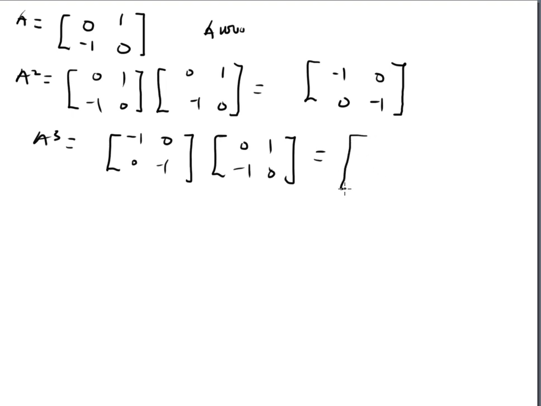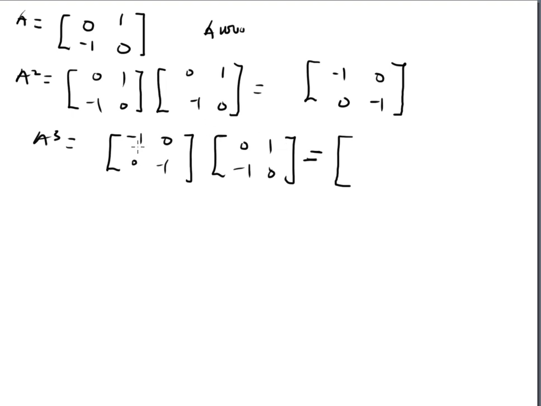Okay, so negative 1, this row times this column. Oh no, we don't get this. I'm so sorry. I've solved it already and I want to move fast, that's why I'm trying to do it this way.